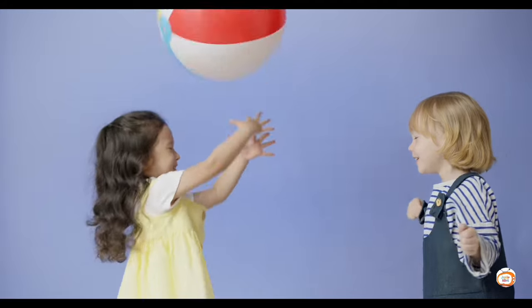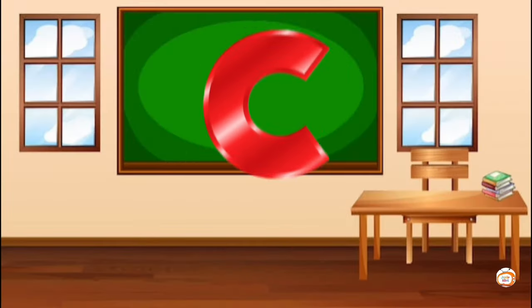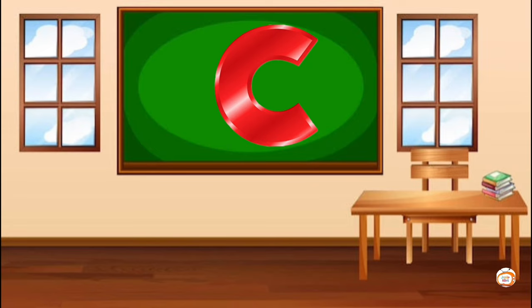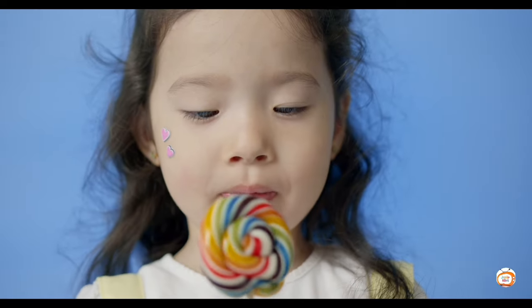Ball. B is for ball. C is for candy. Candy. C, candy. D is for diamond.